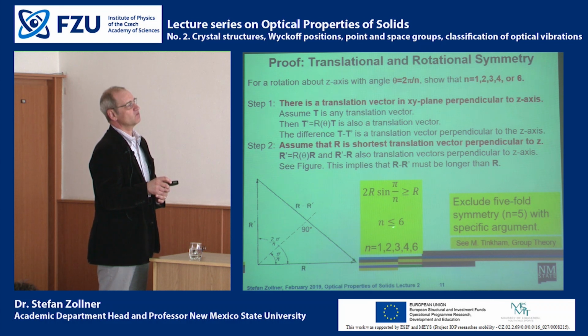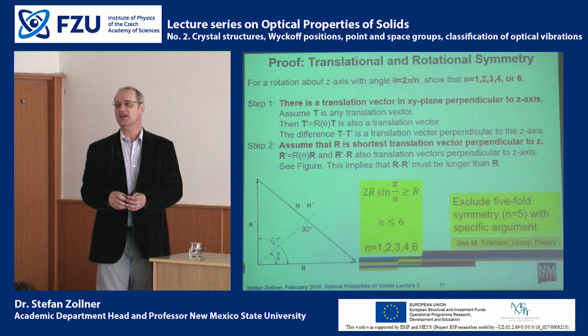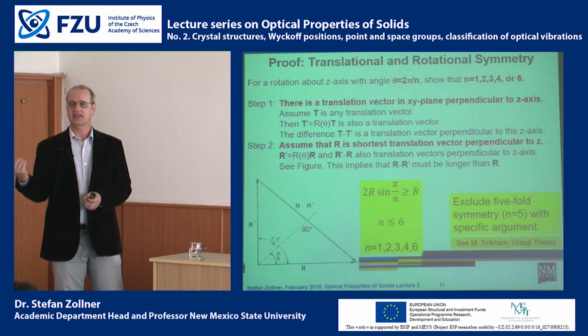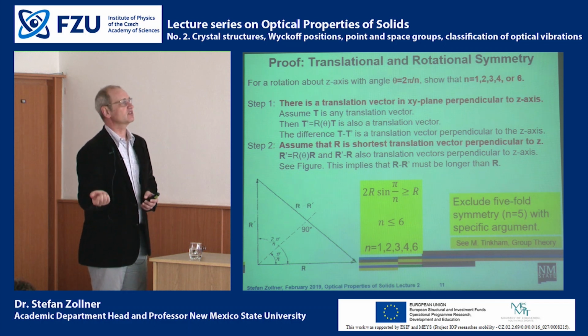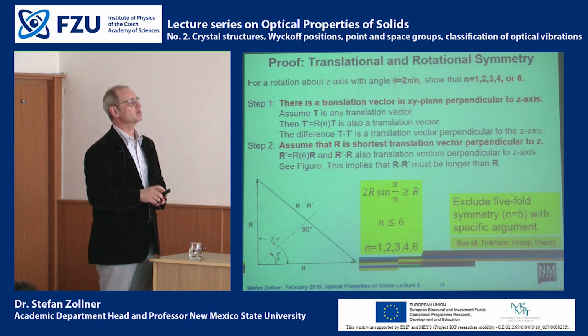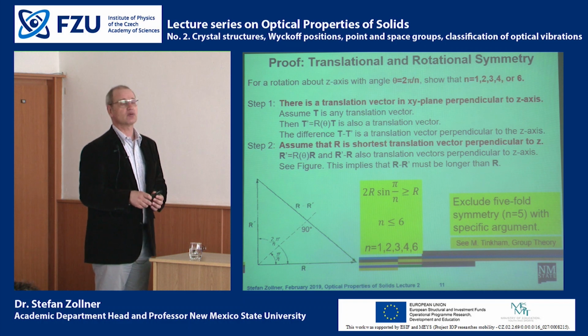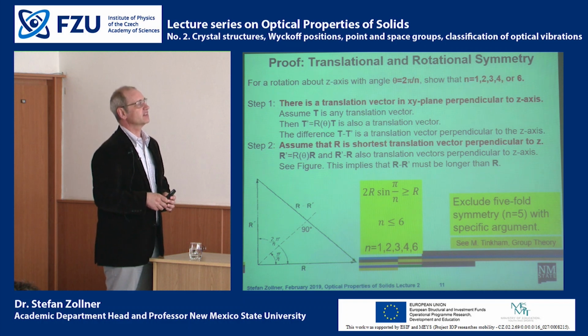And then there is a specific case with a 5-fold symmetry. For that, we have to draw a specific picture, which is also in Tinkham. So we need a specific argument to exclude 5-fold symmetries. Therefore, the only allowed symmetries are 1, 2, 3, 4, and 6.